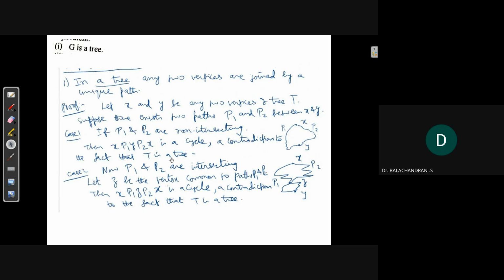Actually, this property we discussed in lecture number 7, I think. You can verify it. I don't want to repeat it again.